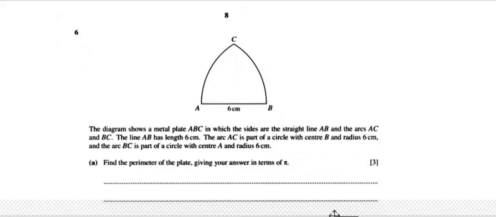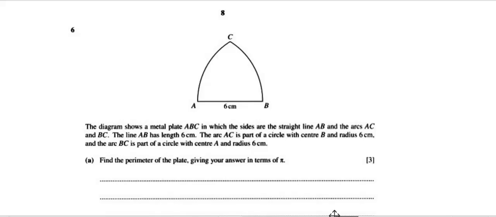So here comes the next question. The diagram shows a metal plate ABC, in which the sides are the straight line AB and the arcs AC and BC. The line AB has length 6 cm. The arc AC is part of a circle with center B and radius 6 cm, and the arc BC is part of a circle with center A and radius 6. Find the perimeter of the plate, giving your answer in terms of pi. So we are looking for the perimeter of the plate.